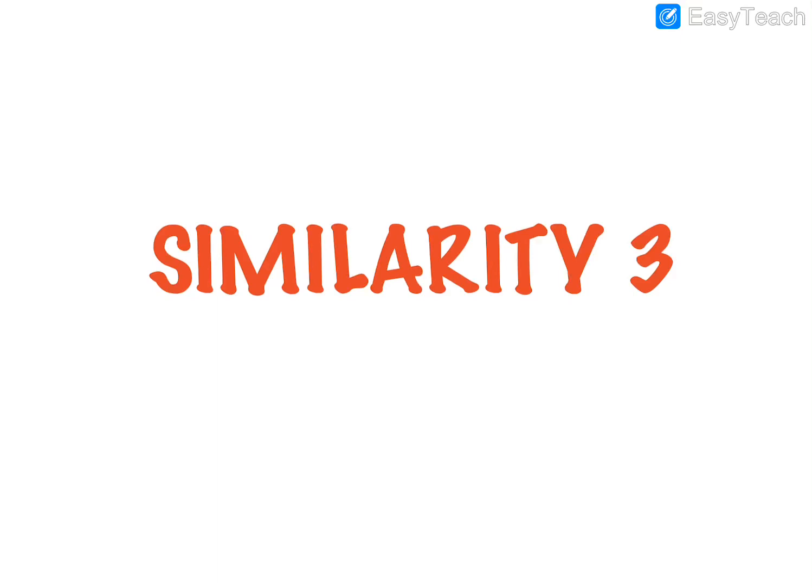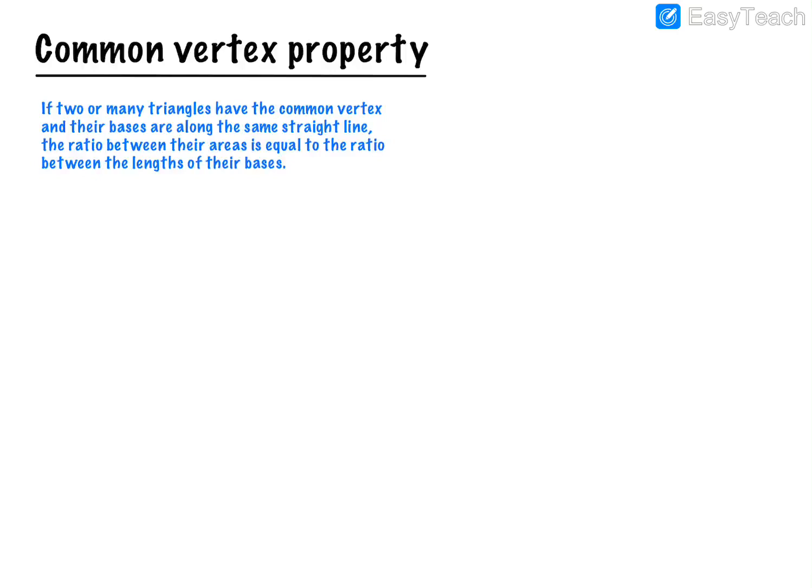So guys, we'll continue with the similarity. Before we start these problems, we'll just recap what a common vertex property is. As I told you in the last video also, common vertex property is a term which is not used in the ICSE board. The other boards use this common vertex property.